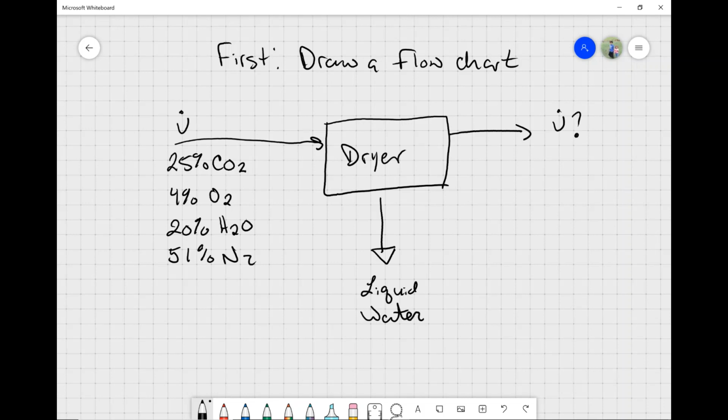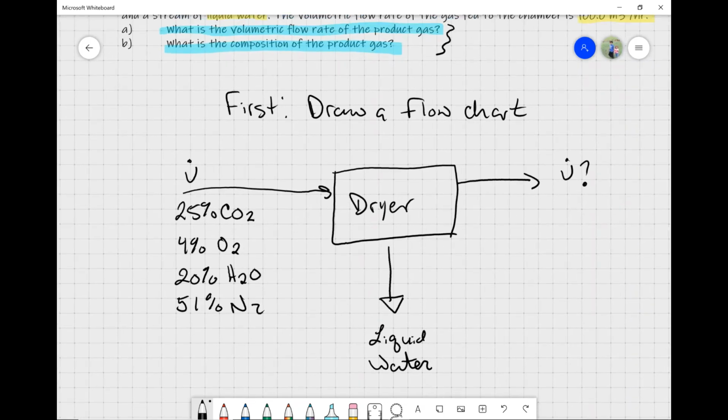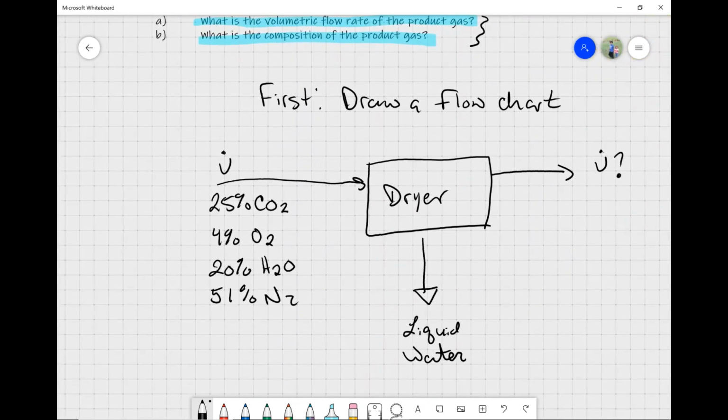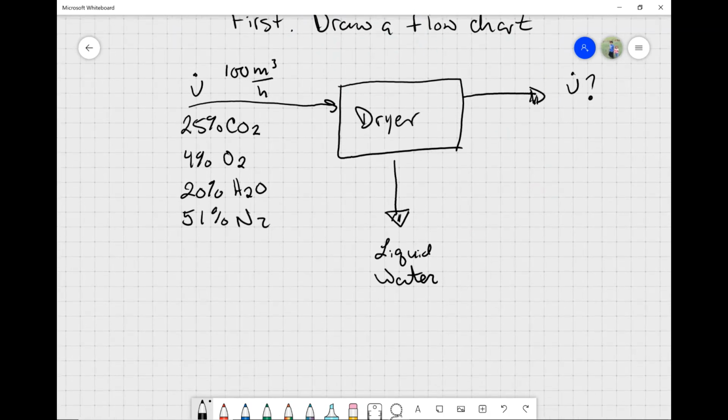We don't know what the volumetric flow rate of that is. Here we know the input volumetric flow rate, and it's 100 cubic meters per hour. This one's a little bit different than the other balance problems we've had. We can't really figure this out, and I'll tell you why.